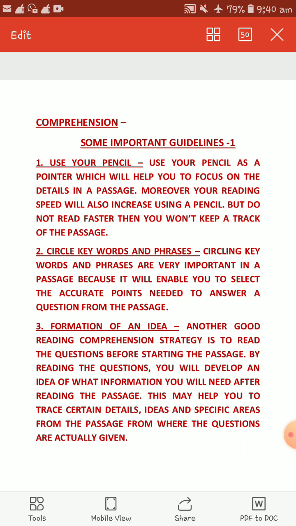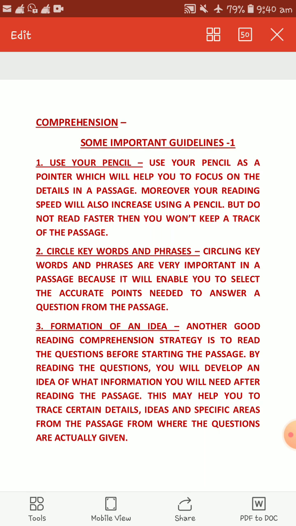Very important. Circling key words and phrases is also very important in a passage, because it will enable you to select the accurate points needed to answer a question from the passage. Now, while you are reading a passage, if you circle the key words and phrases, ultimately it will enable you to select the answers.